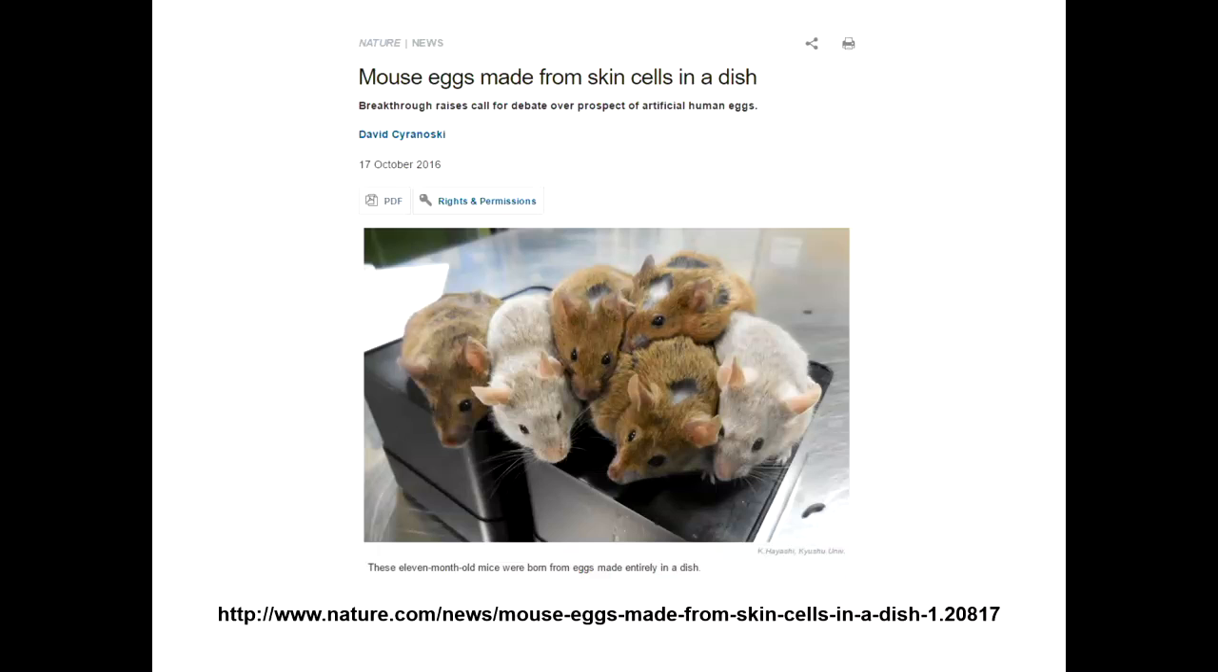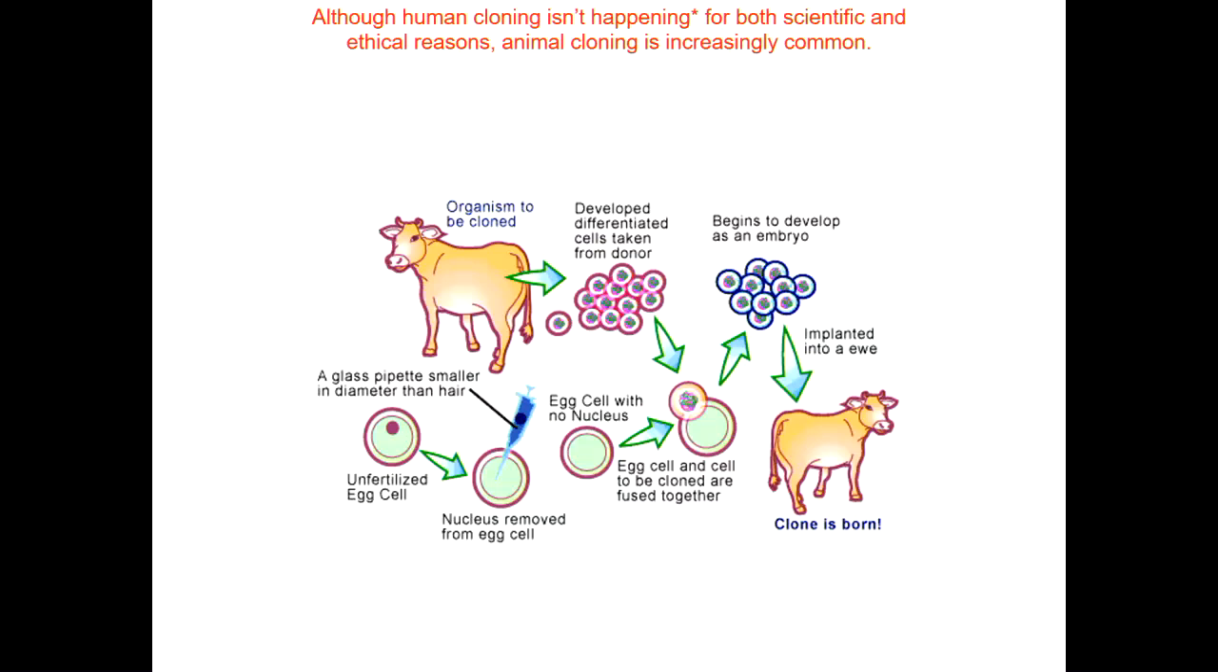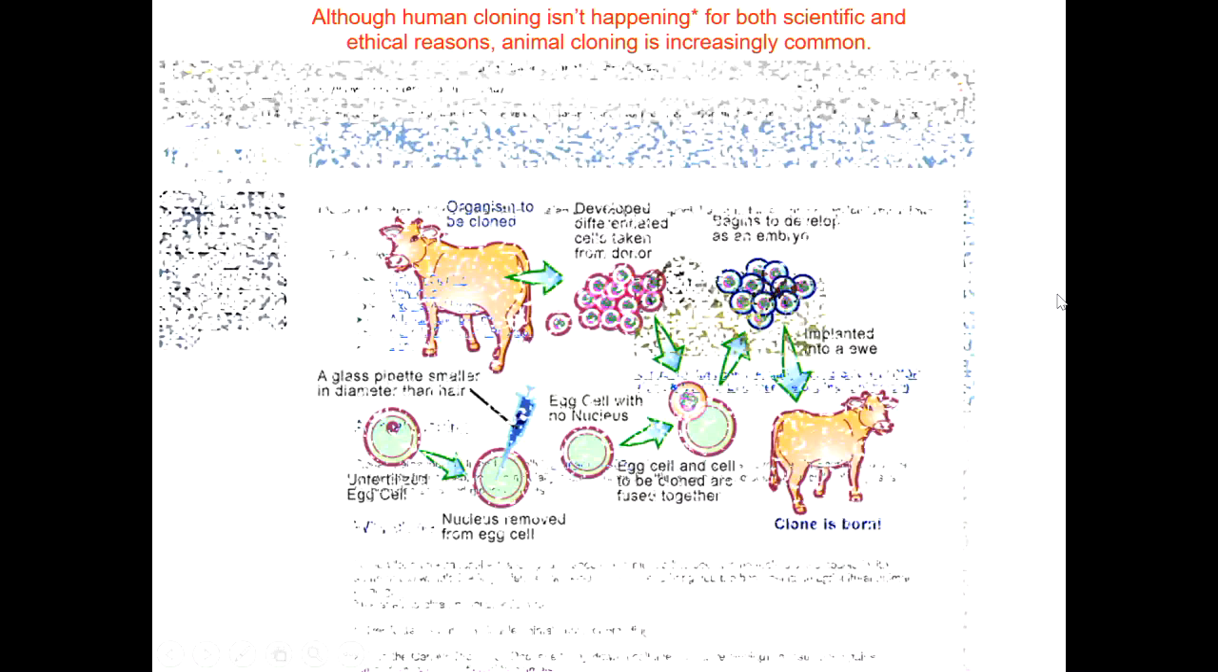Okay, let me wrap up here. Very quickly, just to mention that human cloning isn't happening. I say this with an asterisk because in some countries across the world, we don't have as good regulation, and there have been rumors for some time about things that might be happening, but let's hope not. At least in the United States, we're not doing this for obvious scientific and ethical reasons. Animal cloning is very common, and that's all I'll mention about that.